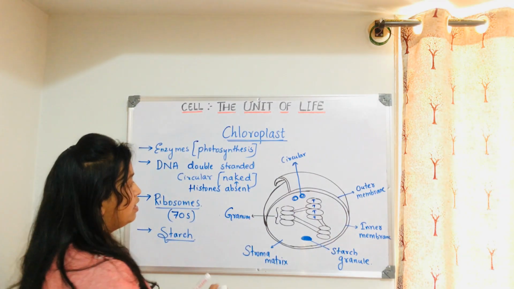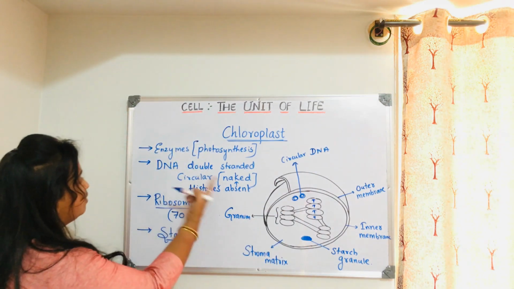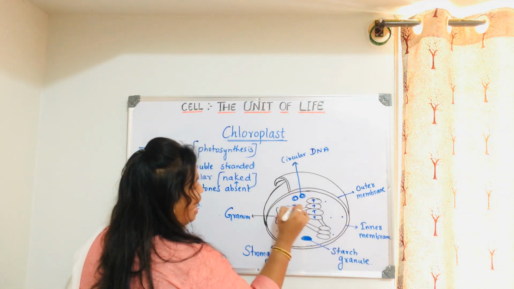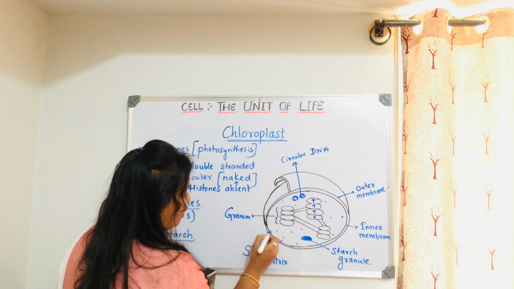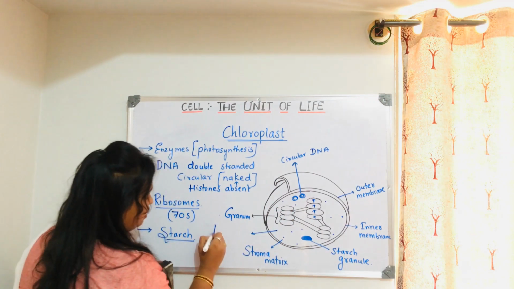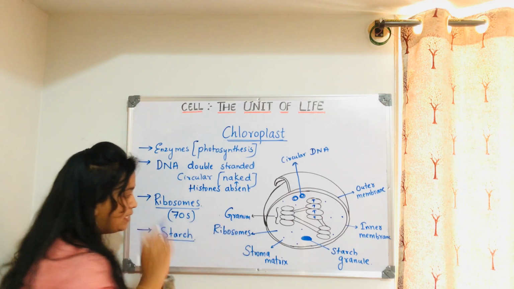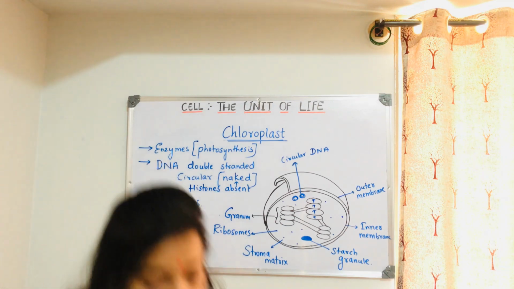Double stranded circular DNA. Then what else? DNA is over. It has some enzymes. And what else? It has these ribosomes. Where should I write it? It has these ribosomes. And what is a ribosome here? It is 70S ribosome. Is it clear now?